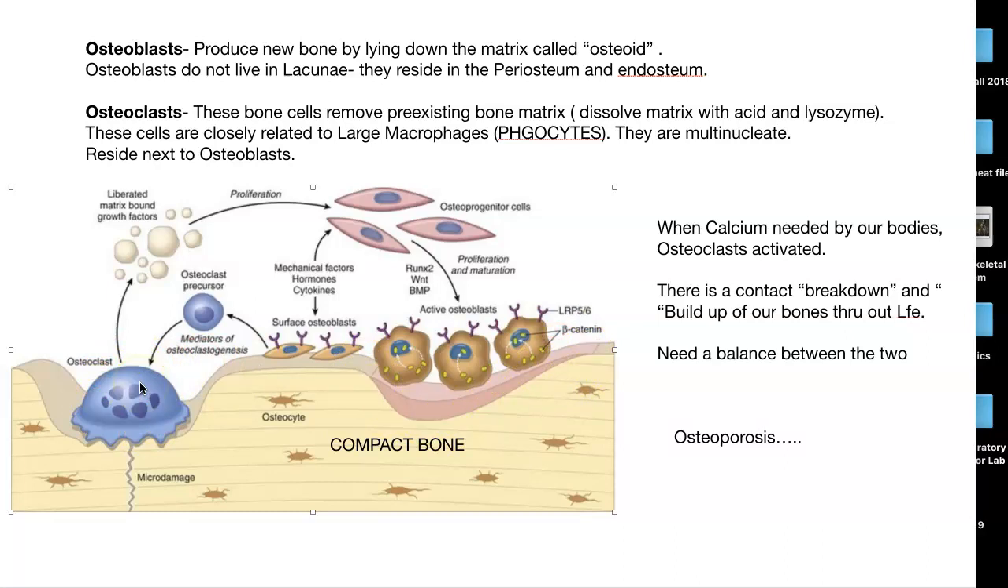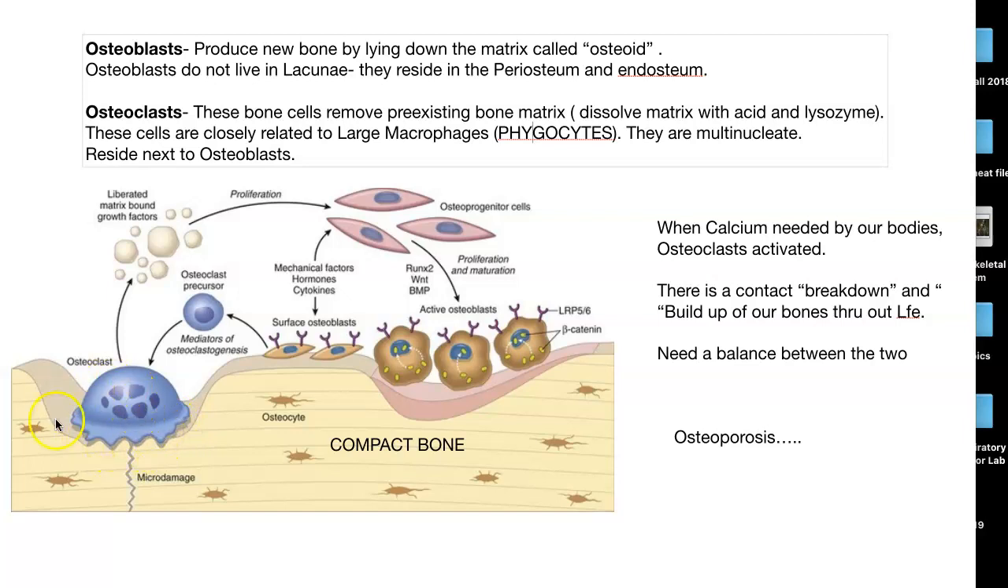Whereas these guys, the osteoclasts, these bone cells remove the pre-existing bone matrix. They are actually going to dissolve the matrix with acid. They're going to squirt acid in there and some kind of lysosome that's going to dissolve the matrix. And that will release the calcium salts that are in there. Now, these guys are closely related to large macrophages, phagocytes. They are multinucleated. Here's their nuclei. They are huge. He is going around removing, consuming, reabsorbing the bone.